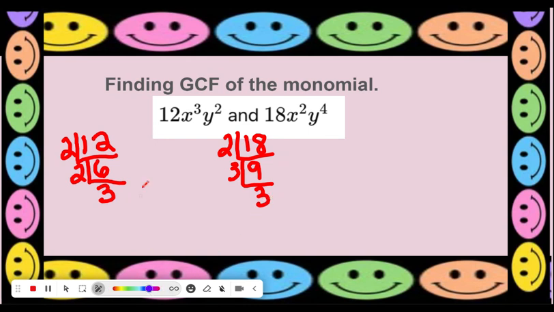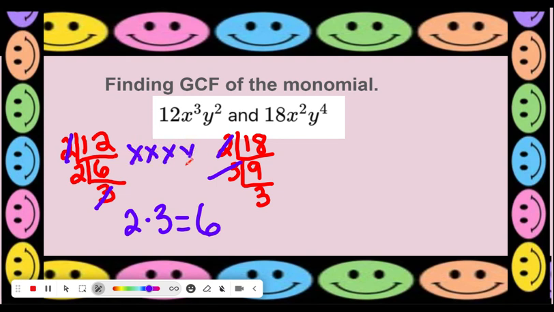So now we match, write it down once, match, write it down once. So 2 times 3 is 6. Now we have the greatest common factor of the numbers as 6. Now we have 12x to the third y squared, so x, x, x, y, y. Then for 18 we have x squared, x times x, and then y.